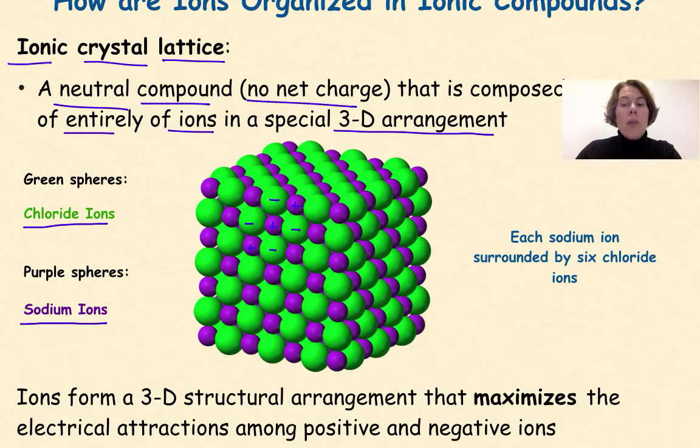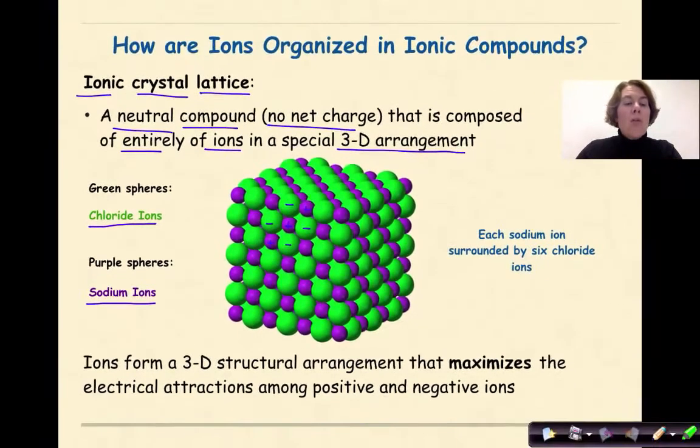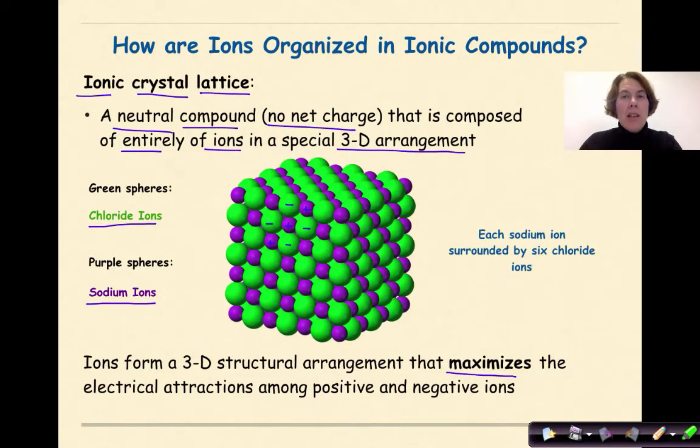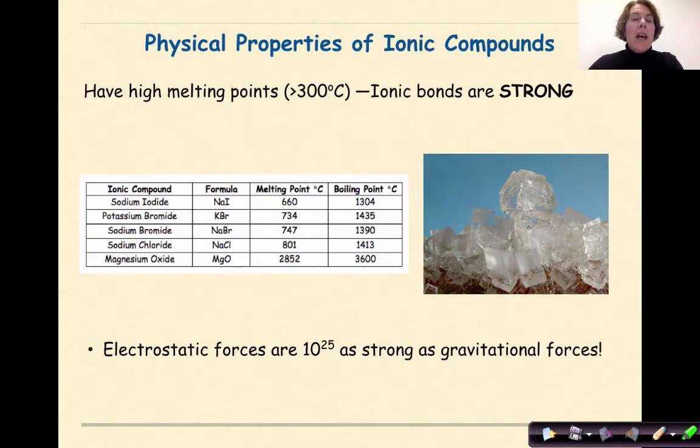Each sodium ion is surrounded by 6 chloride ions, and at the same time, each chloride ion is surrounded by 6 sodium ions. Ions form a three-dimensional structural arrangement that maximizes the electrical attractions among positive and negative ions. Ionic compounds tend to have high melting points, greater than 300 degrees Celsius. Therefore, ionic bonds in general are quite strong.